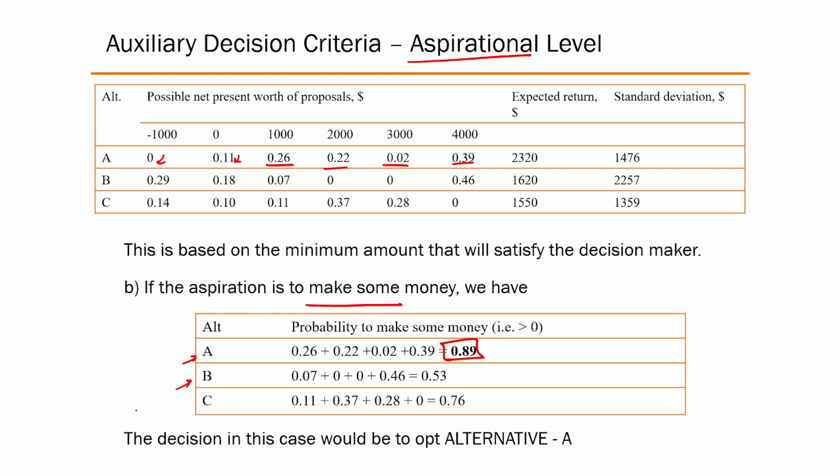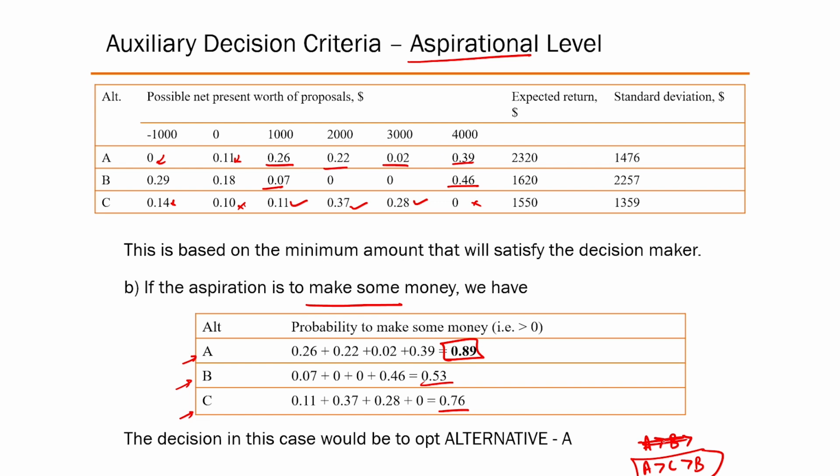Similarly for B, that worth is 0.07 and 0.46, 0.53. Alright, and for C, this goes away, so that becomes 0.76. So with this, you choose A greater than C, greater than B.